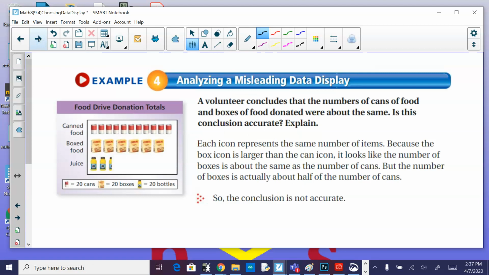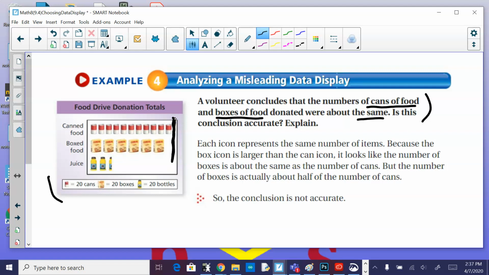The last thing they want us to do is more misleading data, so let's read the instructions here. A volunteer concludes that the number of cans of food and boxes were about the same. So we have cans of food and boxes of food, and they're saying they were the same. Is that correct? Down here on our graph, we have a representation of what each icon means. And if we look over here, we see they get to about the same place out here. It looks like cans and boxes were about the same.